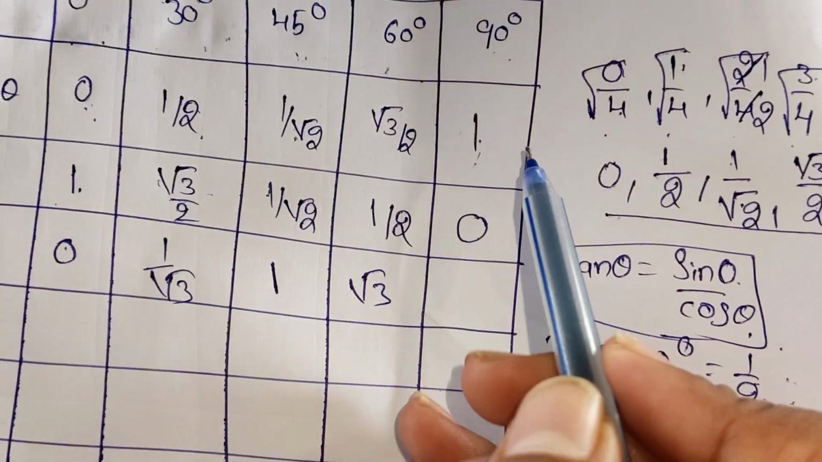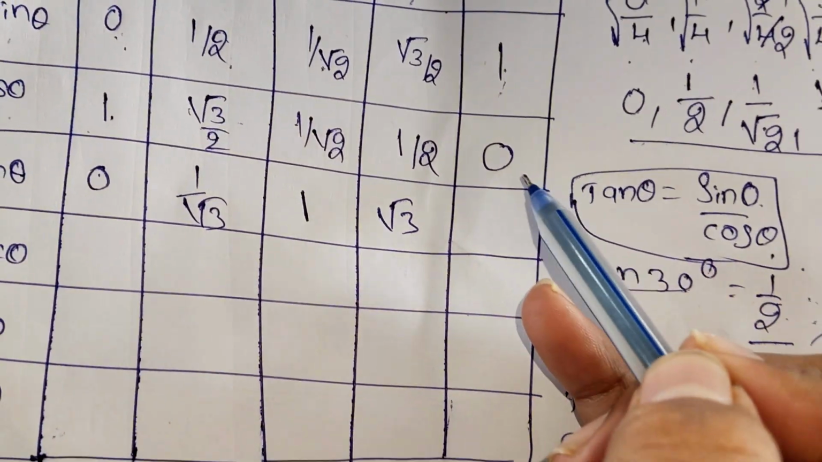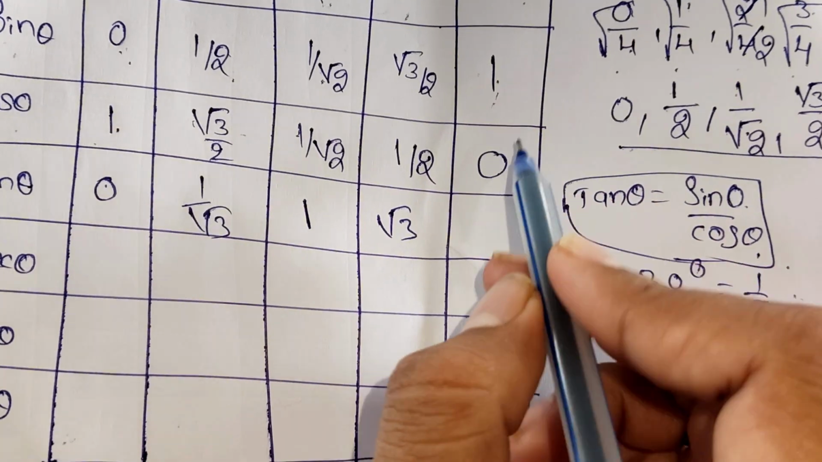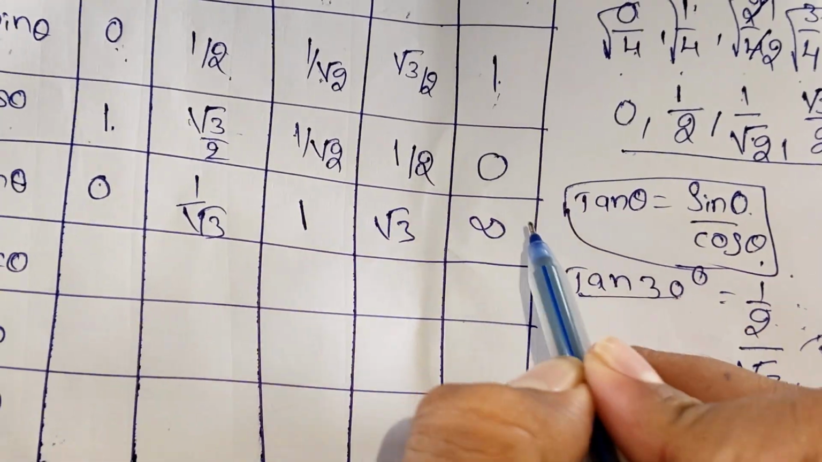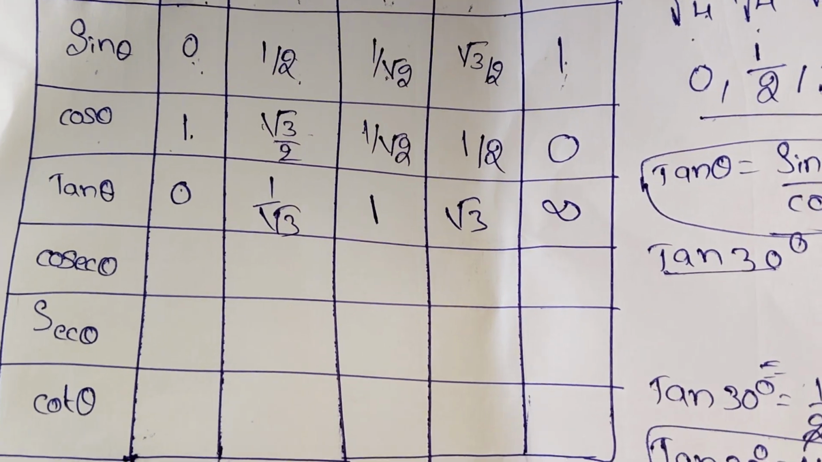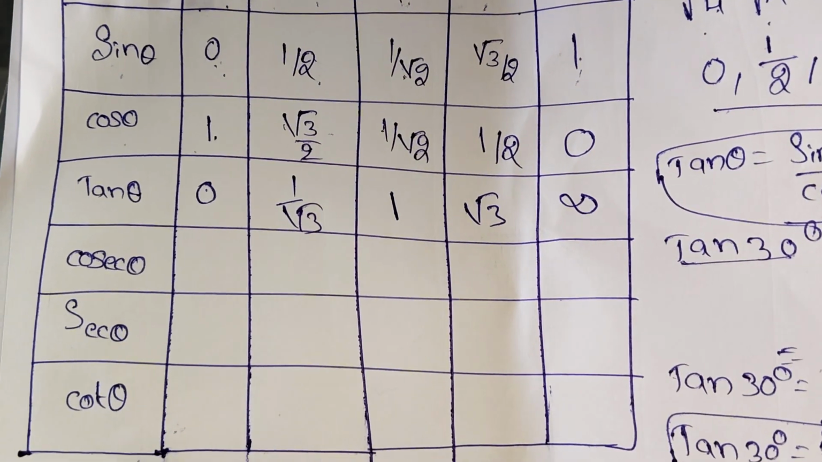And now tan 90 degrees equals 1 by 0. 1 by 0 is not defined, so we write it as infinity. Now these are the values for tan theta.